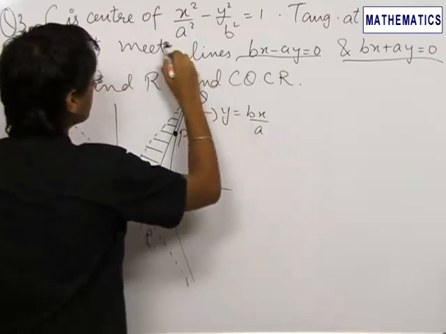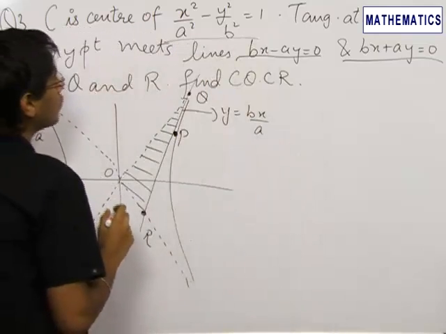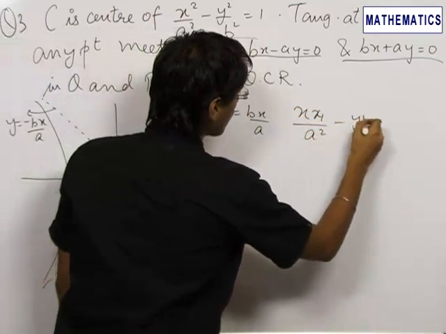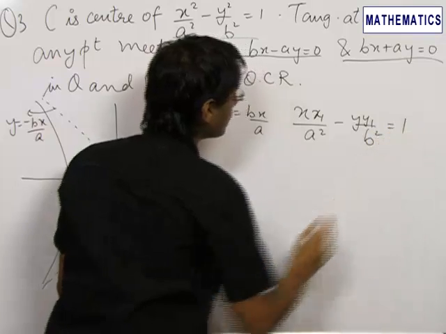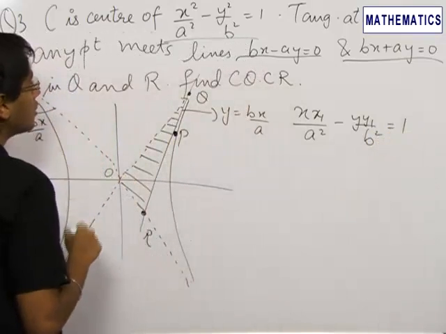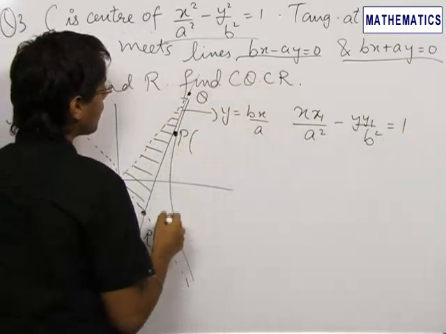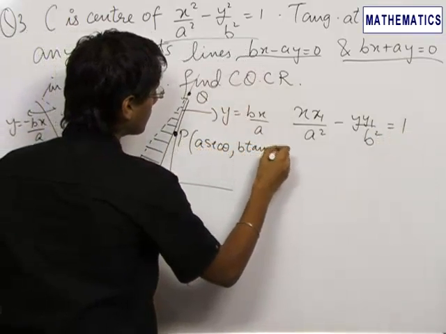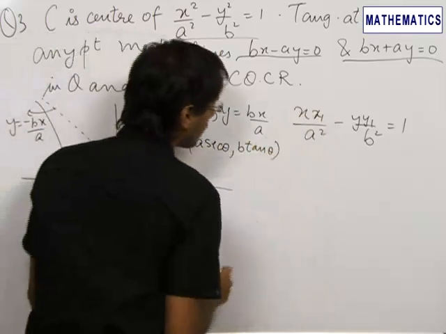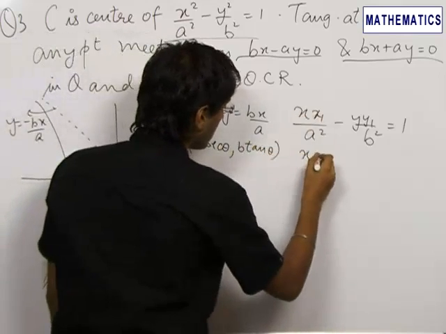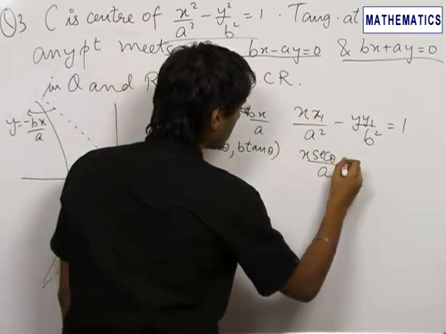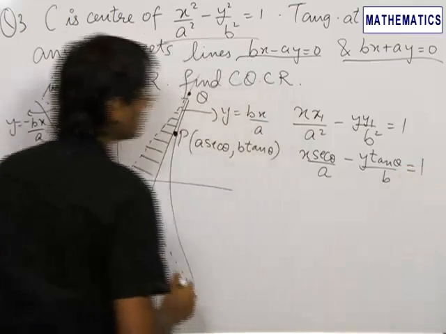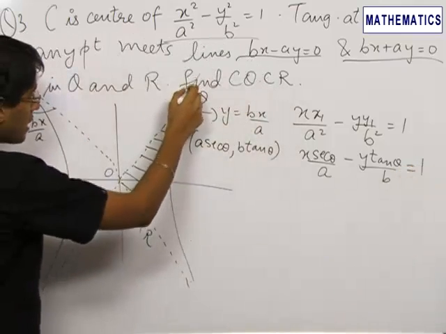Now any tangent for x square by a square minus y square by b square equal to 1 can be given by x x1 by a square minus y y1 by b square is equal to 1, where x1 comma y1 is the point at which the tangent is made. If point P x1 comma y1 is taken as a sec theta comma b tan theta, putting the value of x1 comma y1 in this equation, we have x sec theta by a minus y tan theta by b is equal to 1. This is the equation of this tangent.